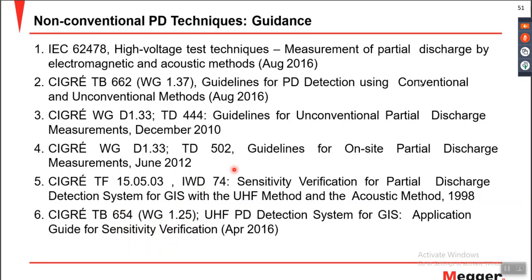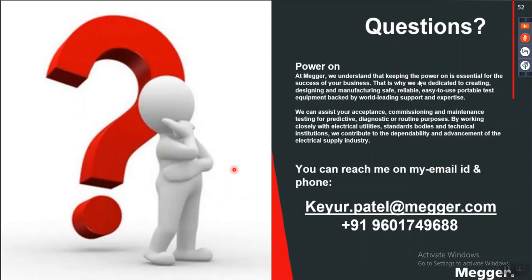With this slide, I would like to conclude my presentation today on gas insulated switchgear. Now we can open the forum for question and answers.